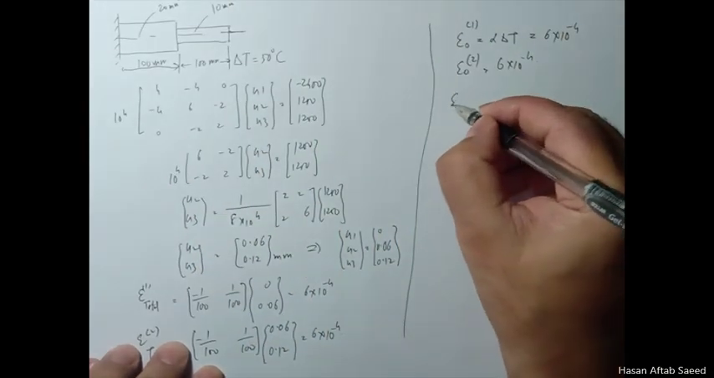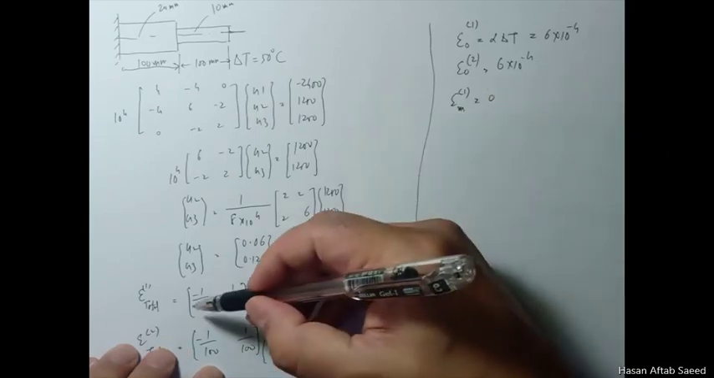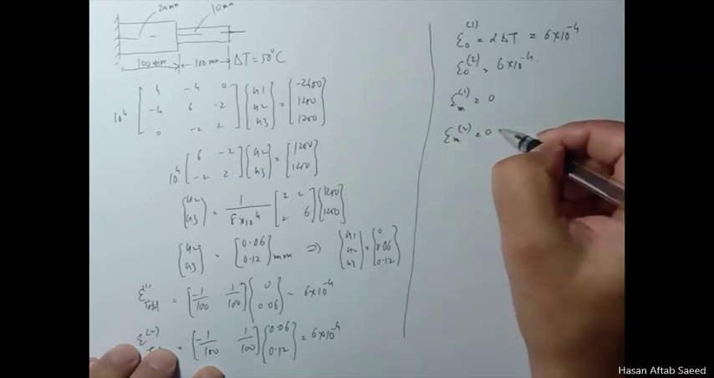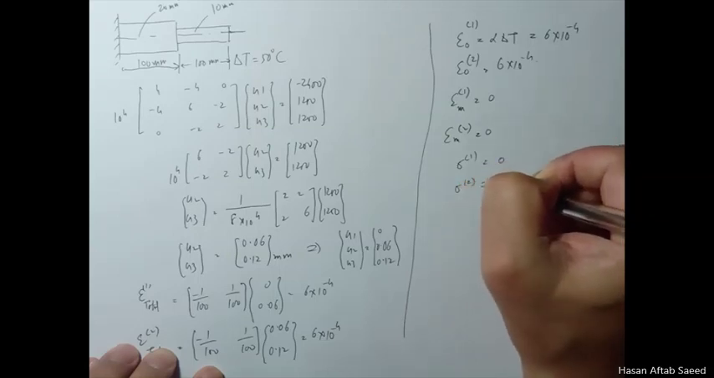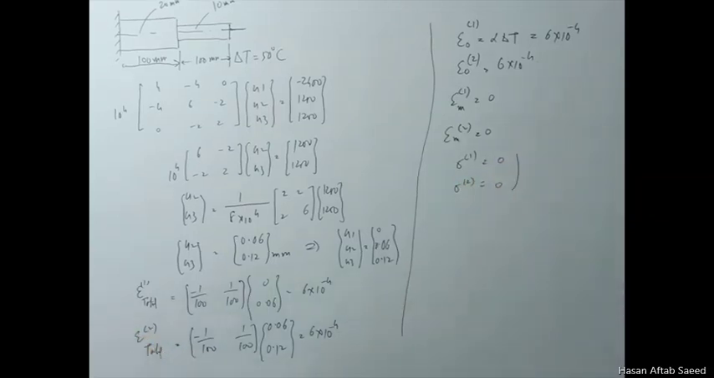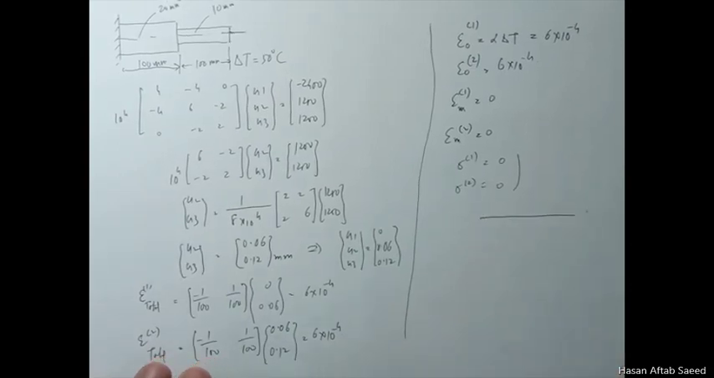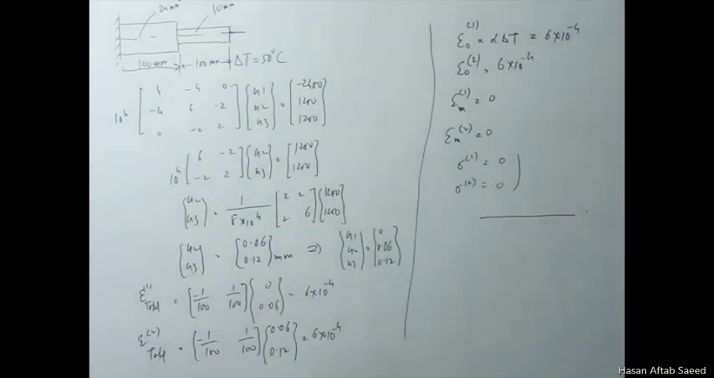Why? Because obviously epsilon 1 mechanical becomes 0: this total minus thermal is 0. Similarly, epsilon mechanical 2 is also 0. And when you calculate sigma 1 and sigma 2 using Young's modulus, both become 0 as they should be. So this is the end of the second question, and I think we don't even need to check these because the stresses are 0 as they should be. Now probably there's some time for the last problem. We can add in one more.